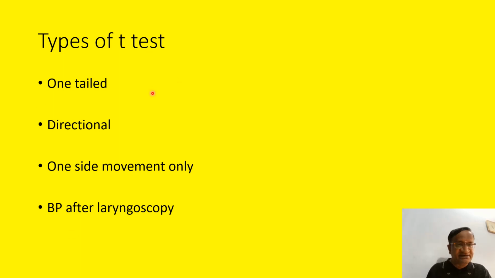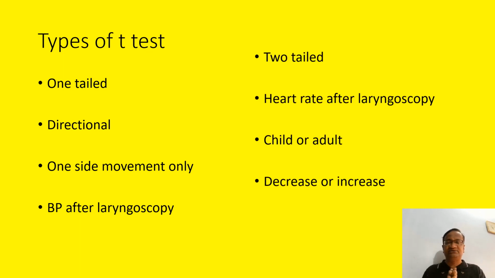Now you have one-tailed, directional, one-sided movement only, for example BP after laryngoscopy and intubation. Suppose you have 50 patients and the mean systolic blood pressure is 120. Now you do a laryngoscopy and put the tube in, your BP is likely to rise only. It will not go down. So all the values of the second sample are going to be higher than the first sample. That means the tail is one side. That is one tail.